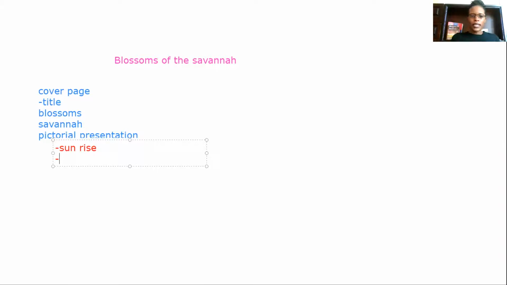The other thing that is very peculiar in the pictorial presentation of the title page, the cover page, is the blossoming flowers, or the blooming flowers.